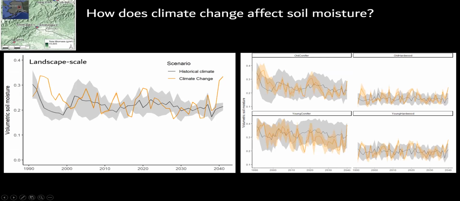And what we found was that soil moisture was not very different between a no climate change scenario, the gray one, historical climate, so 1970 to 1990. So the no climate change and climate change weren't very different.